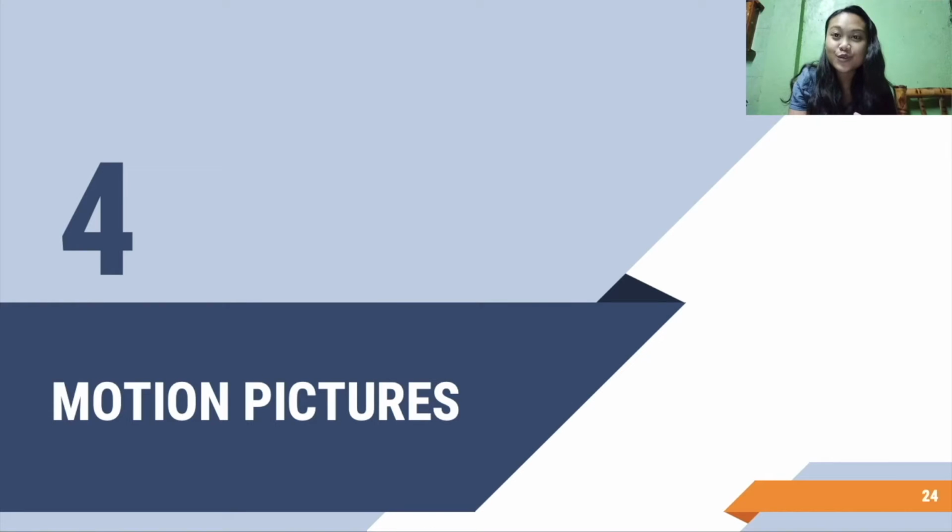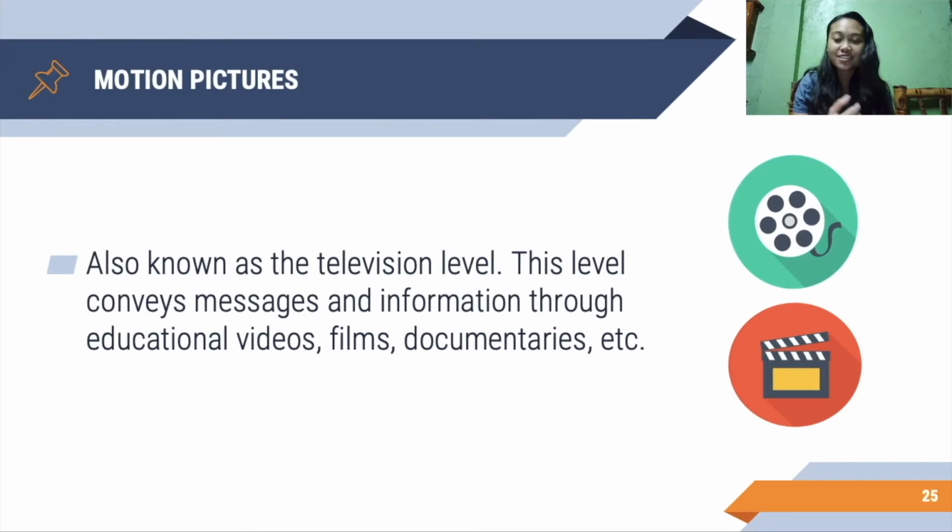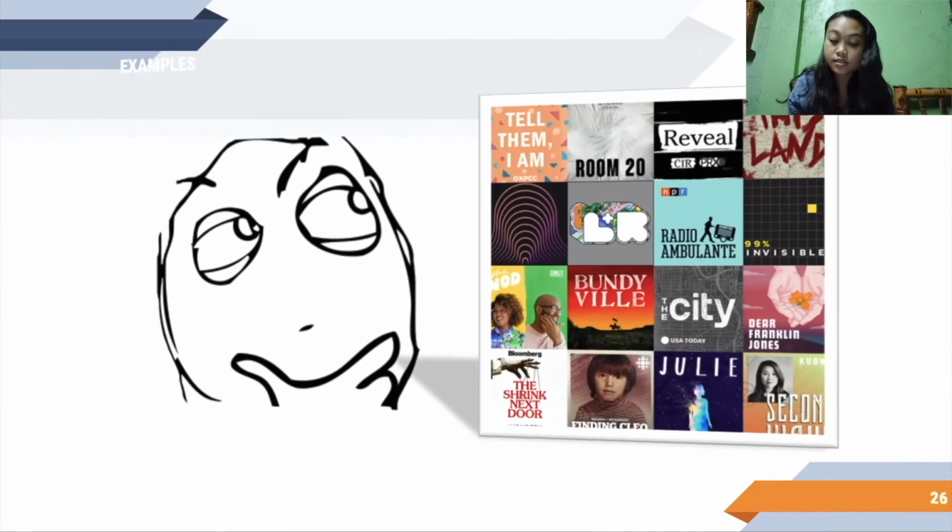Next, we're going to discuss motion pictures. Motion pictures are also known as the television level. It conveys messages or information through televisions, documentaries, films, movies, and etc. It includes animations and videos that present on-screen abstraction of real-life processes and events.